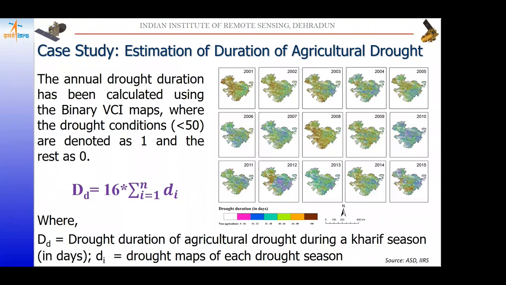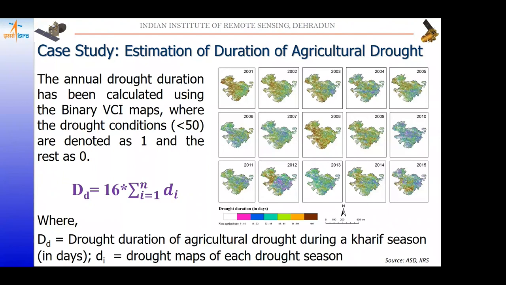While the small di define the drought maps of each season, like here we compute one for each and every year, specifically from 2001 to 2015. So if I want to compute for 2001, I simply use all the 6 images and convert them into binary VCI maps, and multiply, add all 6 images and multiply with 16.